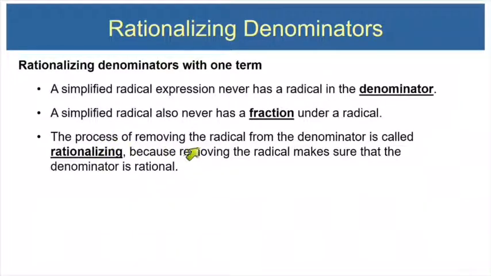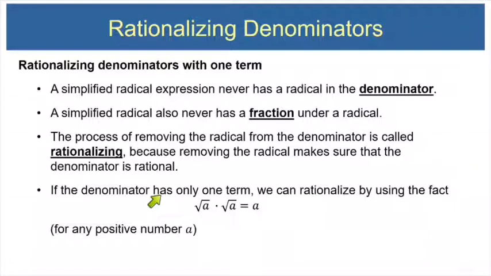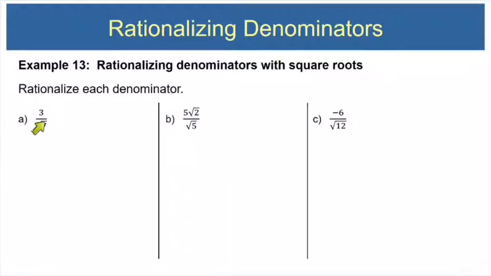The process of removing the radical from the denominator is called rationalizing, because a radical that can't be simplified does not represent a rational number. So if we fix it so that the denominator does not contain a radical, we have made the denominator rational. So that's why we say we're rationalizing. Now, if the denominator only has one term, we can rationalize that by using the fact that a radical times itself removes the radical. So let's practice here.